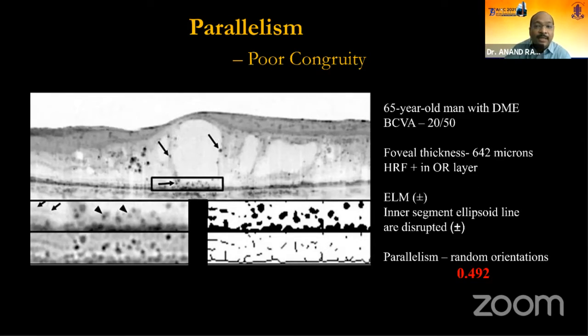Example of one with a poor acuity, 20/50, foveal thickness 640 microns. HRF is present in the outer retinal layers. So there is inflammation probably happening right there. ELM plus minus, inner segment ellipsoid line disrupted, again plus minus, fairly poor parallelism, 0.492.